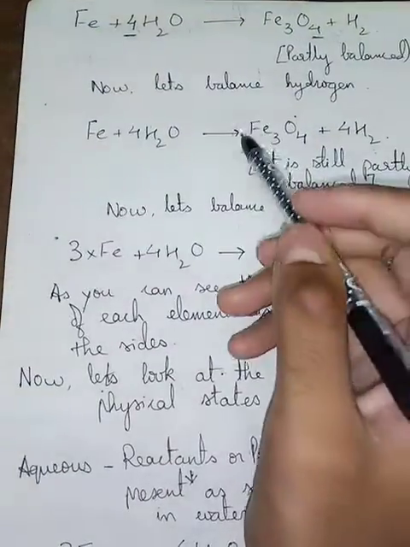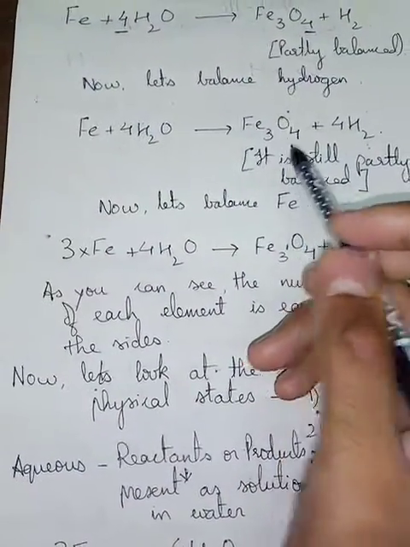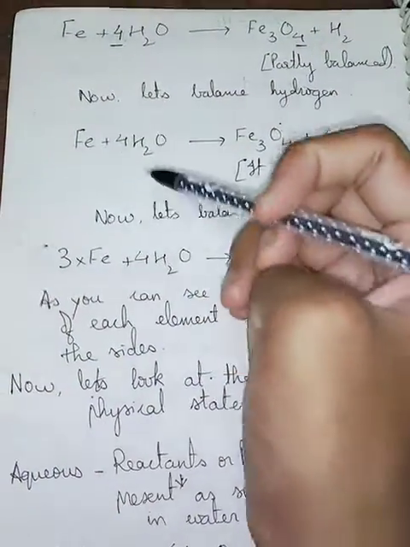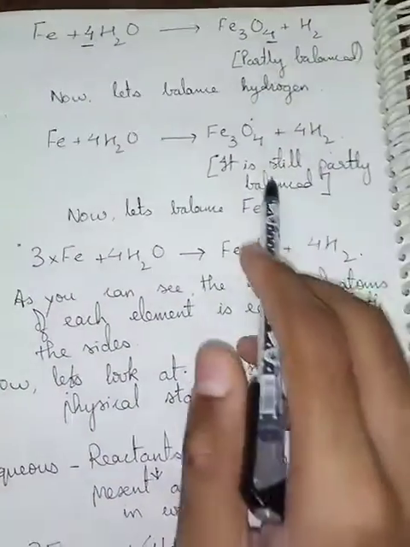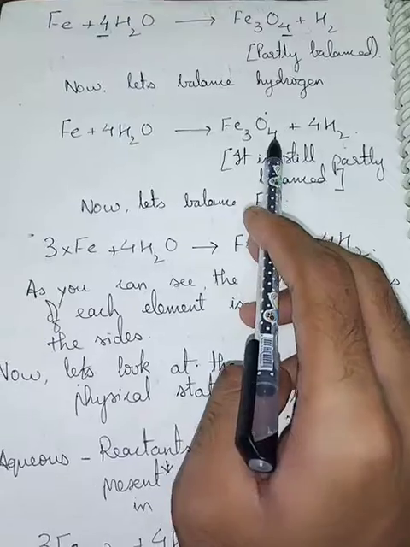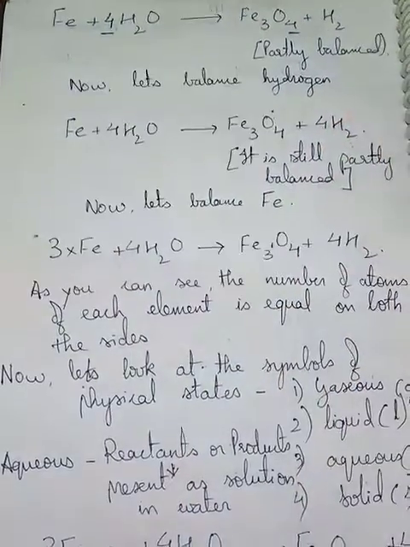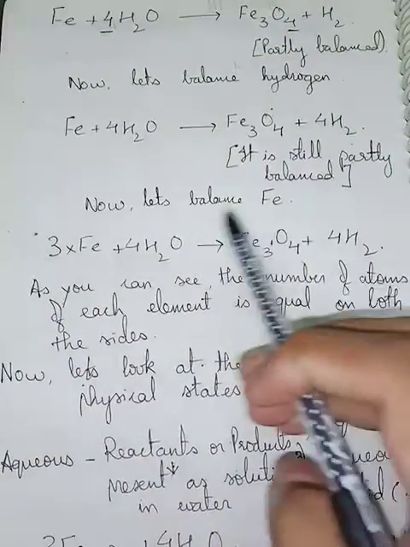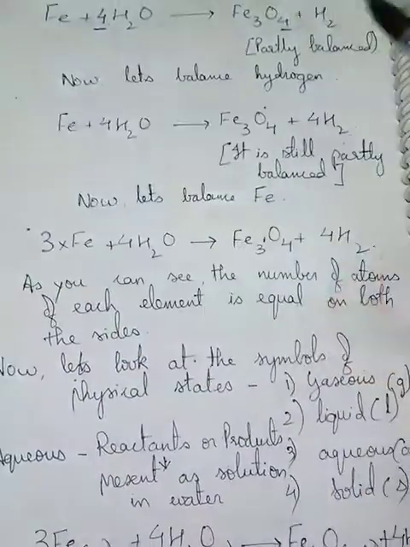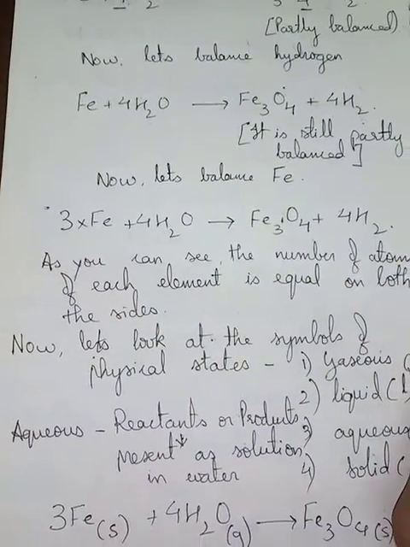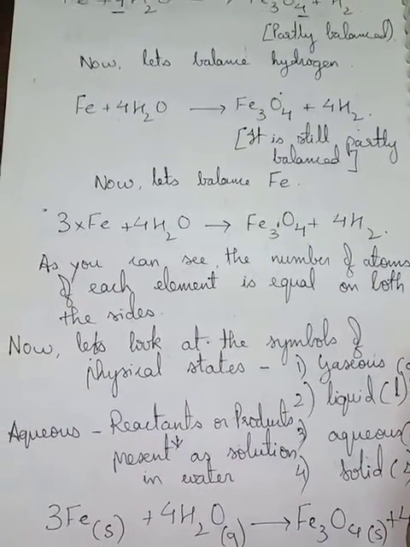First we balanced oxygen and then hydrogen and then Fe, because as per the order the one with more atoms should be balanced first and then the one with the least atoms. The one with the least atoms is Fe. So at last we will be balancing Fe. So now let's balance Fe, that is iron.